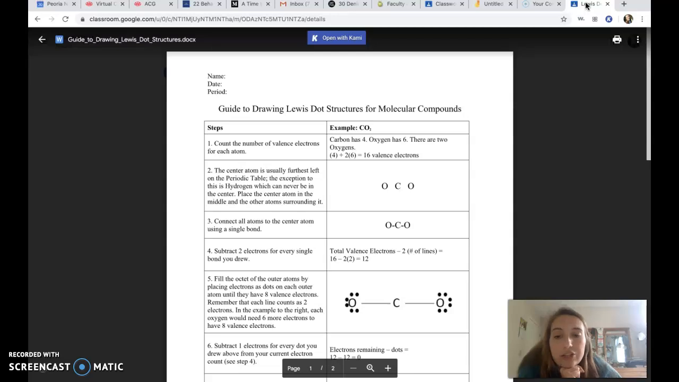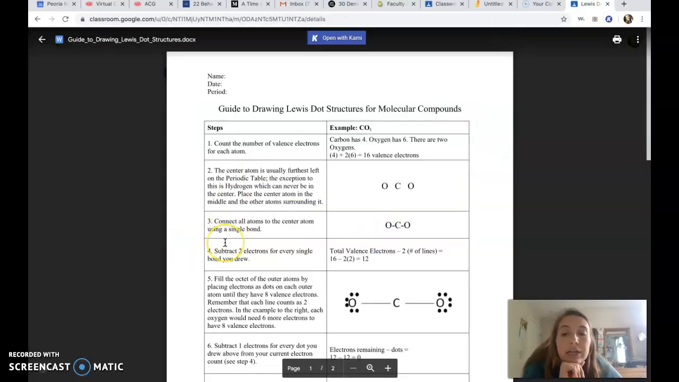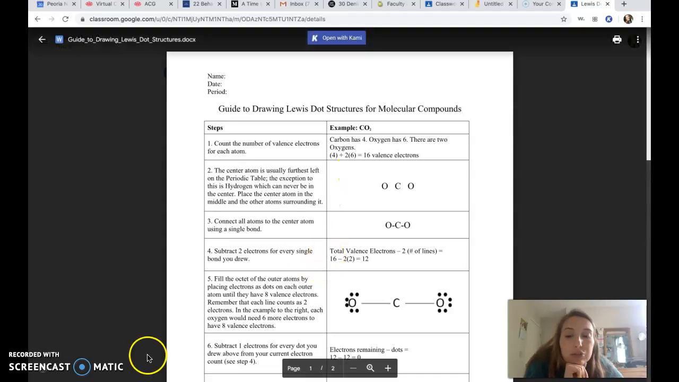Number 4. Subtract 2 electrons for every single bond you drew. Keep in mind, a bond is 2 electrons, 1 from each atom. 1 and 1 makes 2. So here I've got 3 bonds, 2 electrons each, for a grand total of 6. So I subtract 6 from 26. That means I have 20. So step number 4, subtract 2 electrons for each single bond you drew, which gives us 20.